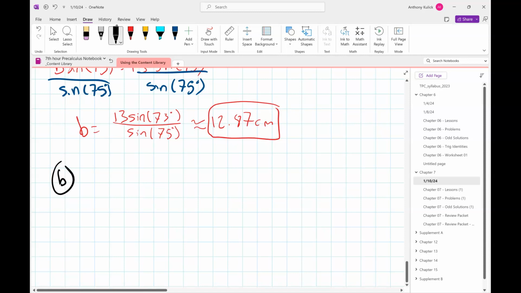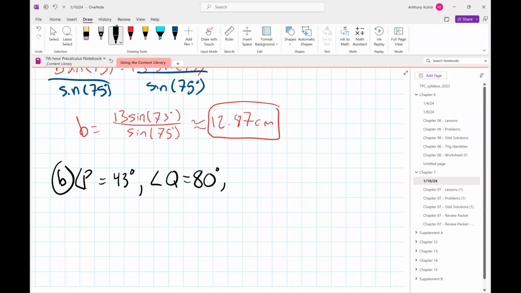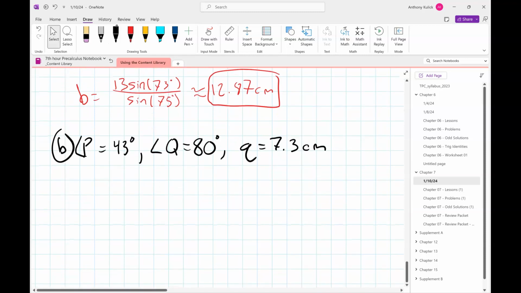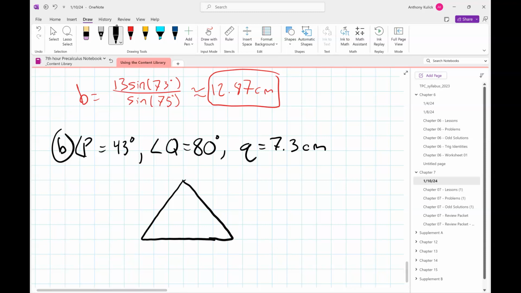Everybody feel okay with that first example? Let's do another. Okay. Say we have angle P is 43, angle Q is 80, and side Q is 7.3. So first step is to draw ourselves a picture.